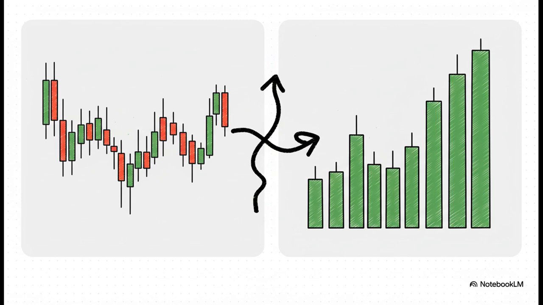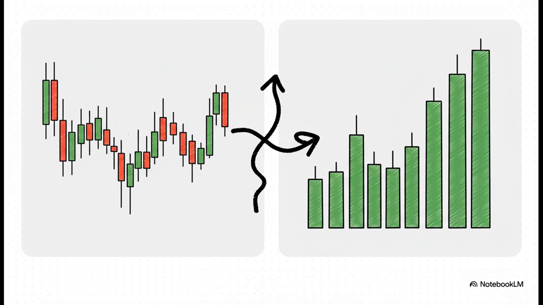Okay, just look at this for a second. On the left, you've got your standard candlestick chart. It's choppy, isn't it? Volatile, colors are flipping all over the place. Now look to the right. That's a Heikin-Ashi chart. See how smooth that is? So clear, showing this really strong, consistent trend.